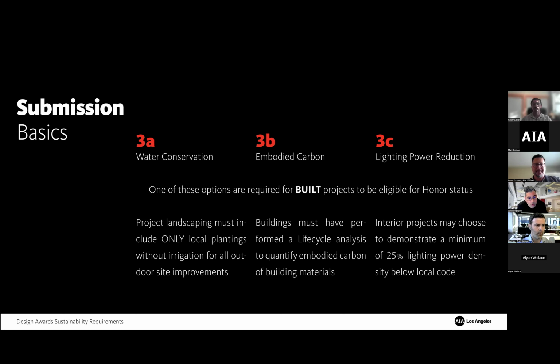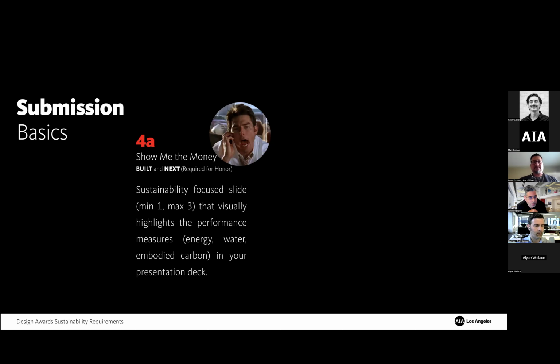The second option is to do an embodied carbon assessment or a life cycle analysis. The team's going to get into some examples of that later on. And the third, and we put this in here because we know water conservation from landscaping and embodied carbon can be challenging to achieve on interiors projects, is to demonstrate a 25% improvement on lighting power density below local code. Now, if you're a building project, you can still choose this as a path. We just know this is probably the path of least resistance for an interiors project that submits. Next.